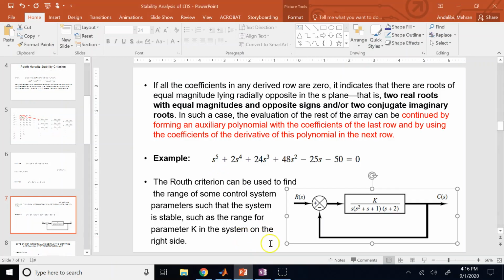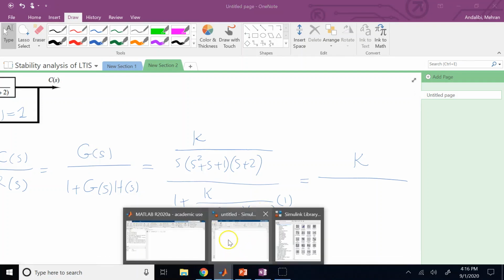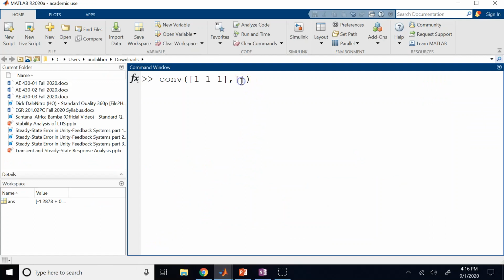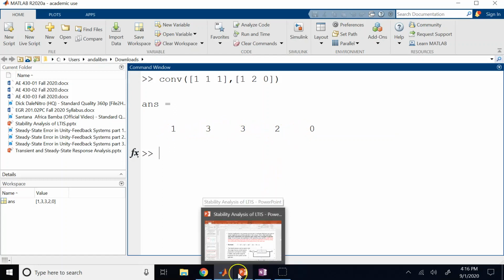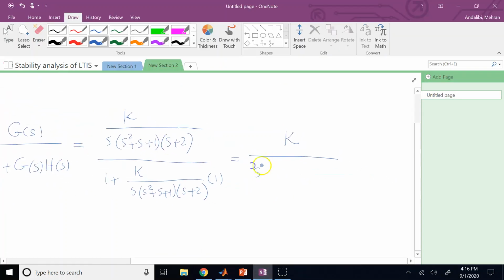And the other one is basically s times (s plus 2), which is s squared plus 2s. So this is s squared, this is 2s, and there is no constant, so I plug in 0, and that's the result. This is the constant, s squared, s cubed, s to the 4. So 1, 3, 3, 2, 0. So it is going to be like this.